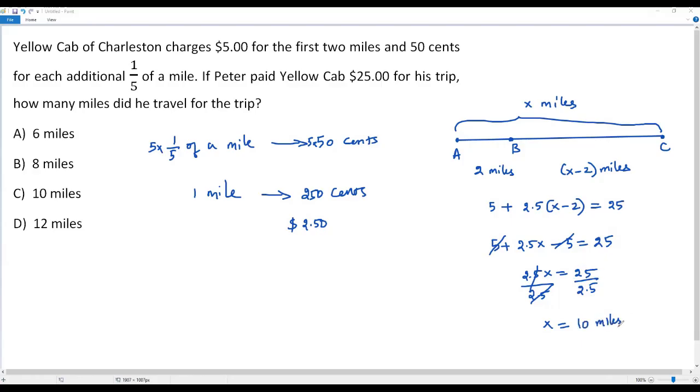So actually x represents the total distance of the trip. So that is 10 miles. We find this 10 in answer choice C. The correct answer choice for this question is C.